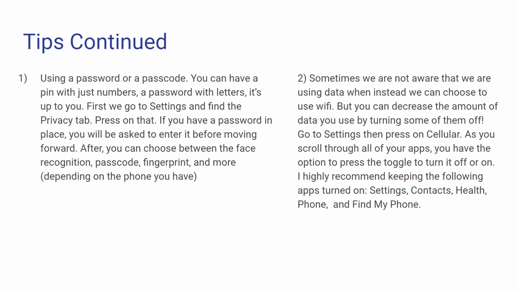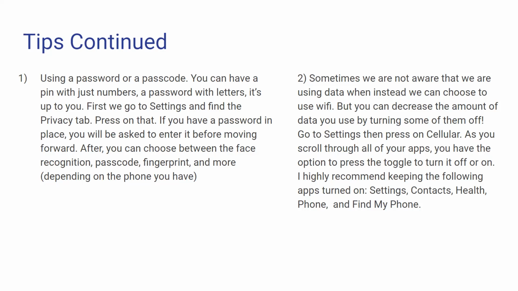So we will go first to our Settings app. And from there, you will find your Privacy tab. When you press on that, if you have a password, you will be asked to enter your password, your PIN, passcode, whatever term you want to use before we move forward. After that, you have the option to choose having a passcode, using your fingerprints, or face recognition. This is, of course, depending on the phone that you have, the different series that you have, and the options that it gives you.